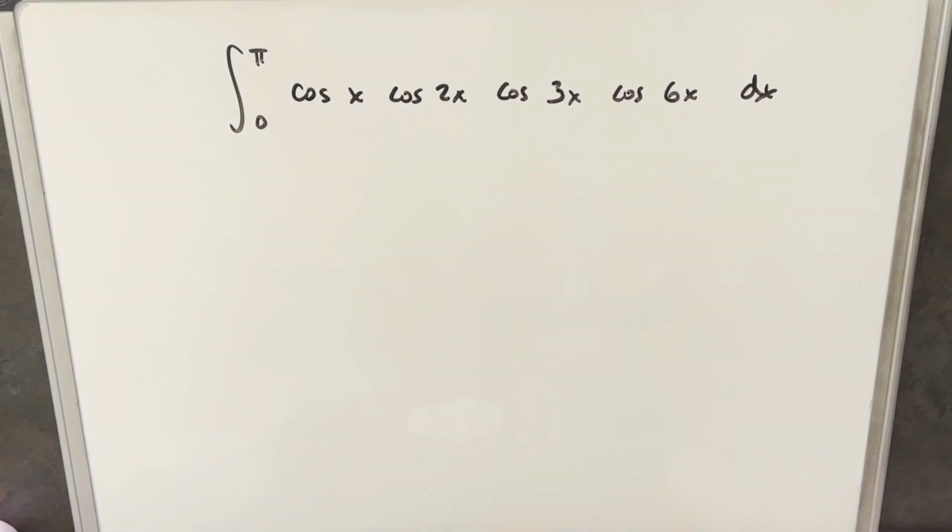Hey, we have another integral here on the board. We have the integral from 0 to pi of cosine x, cosine 2x, cosine 3x, cosine 6x dx. Okay, now you may notice this is really similar to an integral that I did about a week or so back. And I think that's where I got the idea for this. The other integral we did simplified pretty easily.